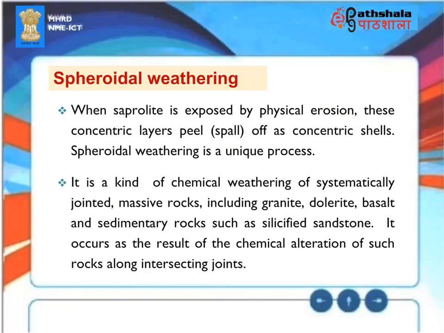It is a kind of chemical weathering of systematically jointed massive rocks, including granite, dolerite, basalt, and sedimentary rocks such as silicified sandstone. It occurs as the result of the chemical alteration of such rocks along intersecting joints.